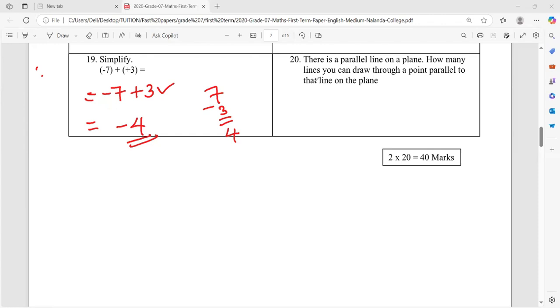Then let's go to the 20th question. There is a line on a plane. How many lines can be drawn through a point parallel to that line on the plane? That means if there is one line and there is another point outside the line, right?